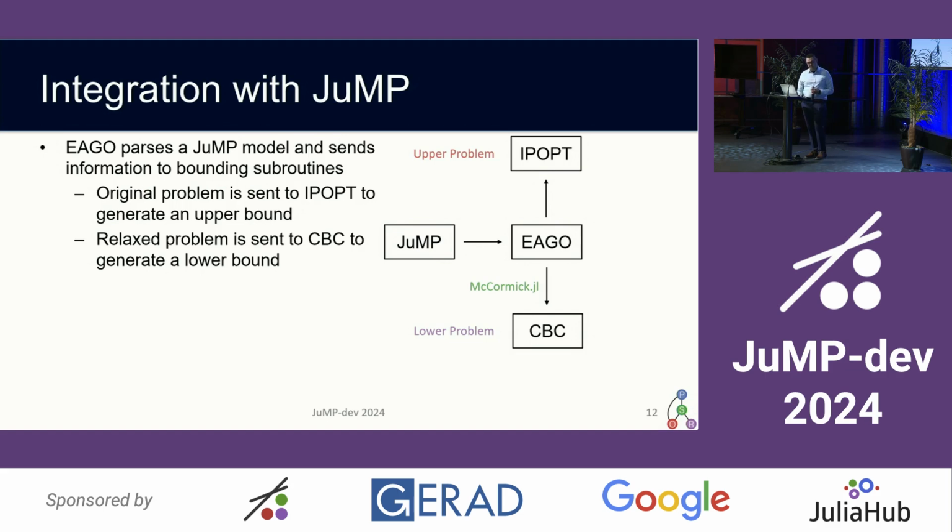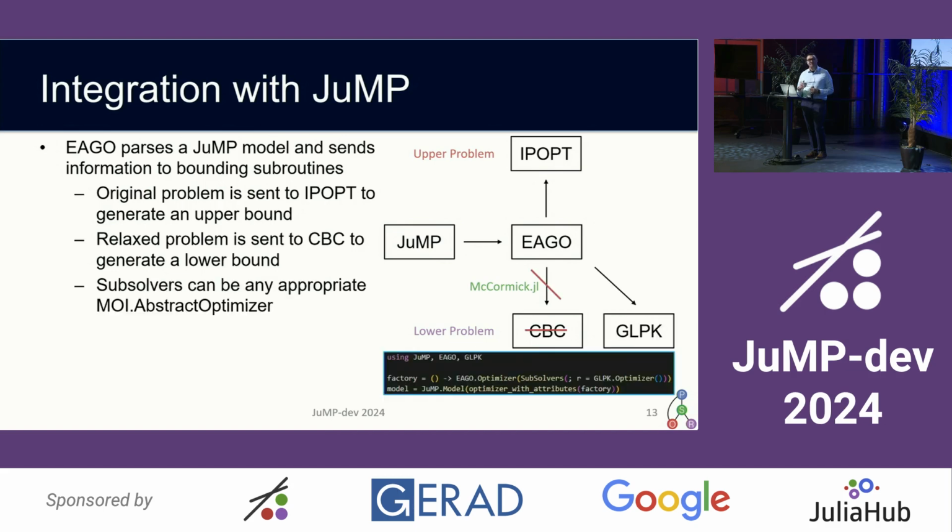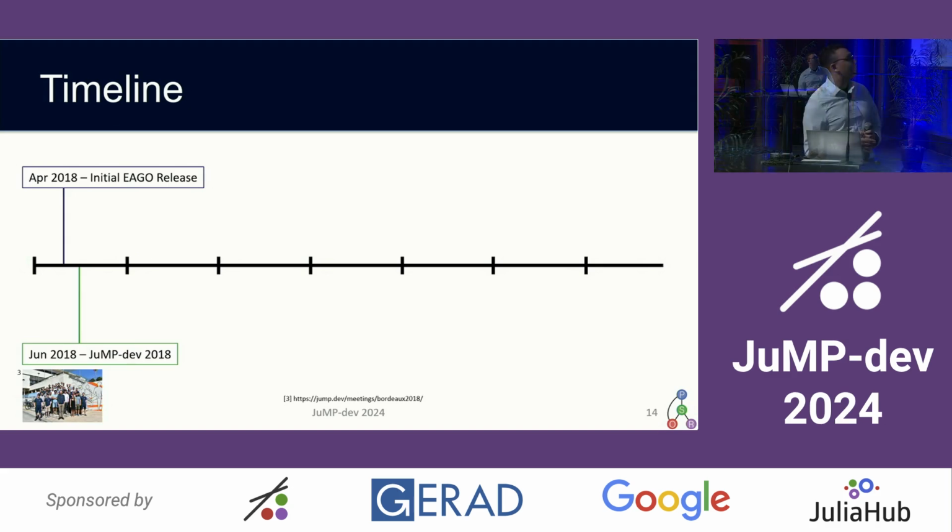So by default, EAGO uses IPOpt and CBC, but we set it up in a way so that you can use any subsolver you want, as long as it applies properly and it's compatible with JuMP. So if you want to use GLPK instead of CBC, you can just change a simple thing in the subsolver block of EAGO. And because we rely on JuMP for features like this, our development is closely tied to what JuMP does. So here's a timeline kind of illustrating what EAGO has gone through.